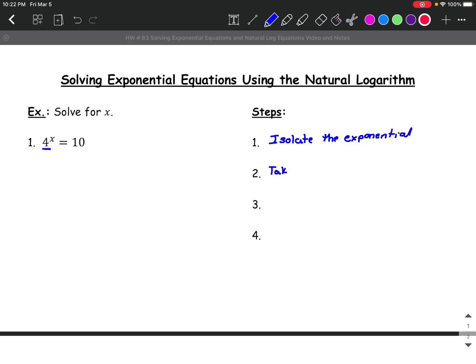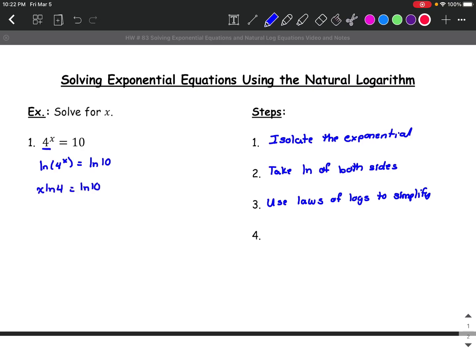Now we're going to take the natural log of both sides of the equation. So we're going to take the natural log of 4 to the x, and it's equal to the natural log of 10. Next, we use the laws of logs to simplify. So when we have that exponent on the 4, it comes down front, okay? Now we can solve for x. So what we do, to get the x by itself, we divide both sides by the natural log of 4. And x is the natural log of 10 over the natural log of 4.